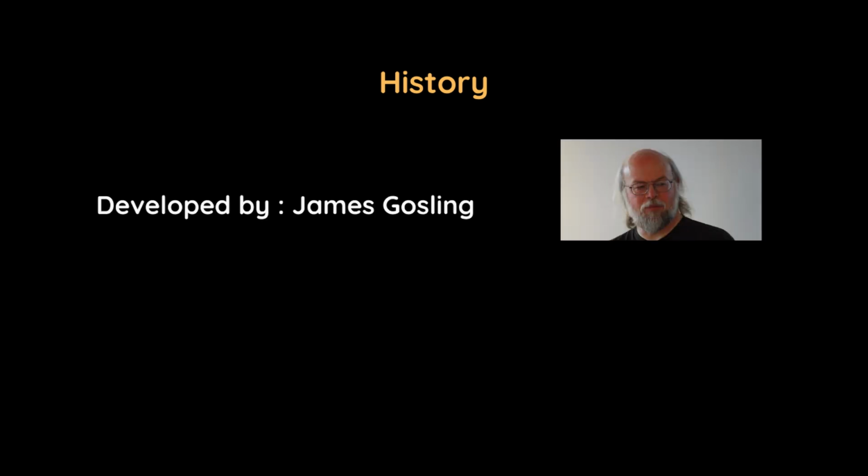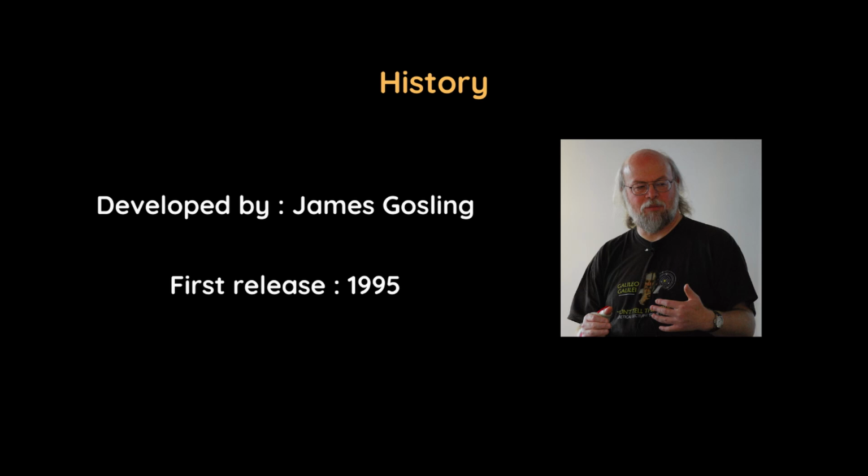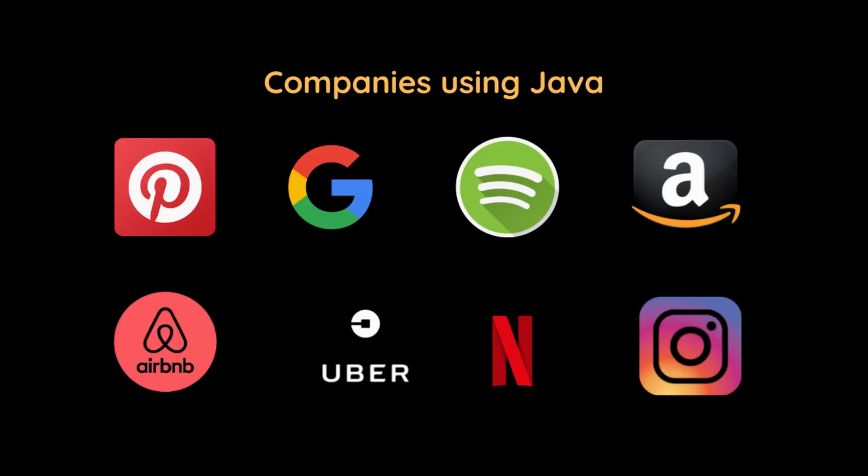Now let us understand what Java is. Java is a programming language which was first released in 1995. It was developed by James Gosling and it is still one of the most popular programming languages in the world. Popular companies like Google, Amazon, Uber, and Netflix are using Java for their development. So now you can get an idea about the popularity of Java.